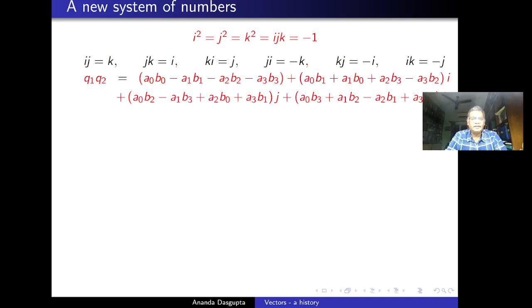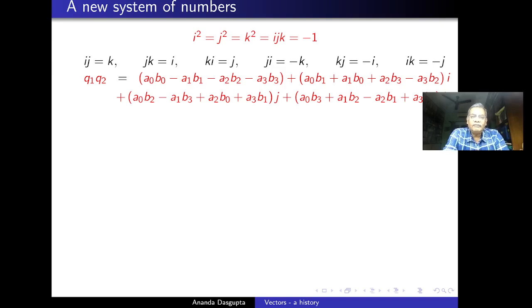To summarize, Hamilton had the following rules: i squared, j squared, k squared, and ijk were all minus 1. That gave ij equals k, jk equals i, ki equals j, ji equals minus k, kj equals minus i, and ik equals minus j. And using these and assuming distributivity and standard properties, the product of two quaternions worked out to be a number where you could figure out the real part and the three imaginary parts separately, rather straightforwardly, just by using these rules.